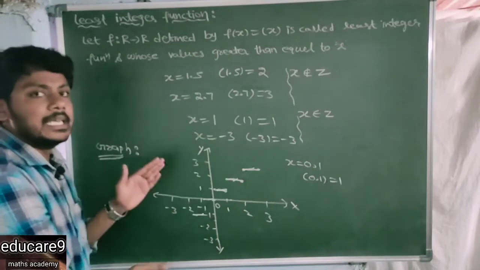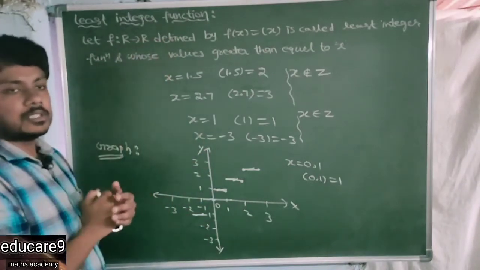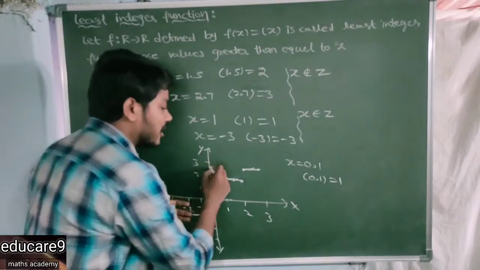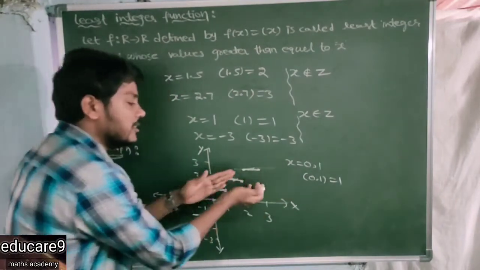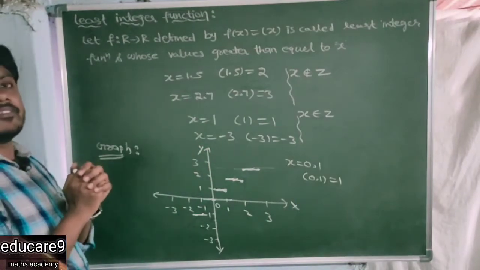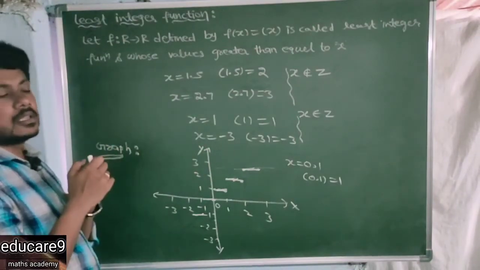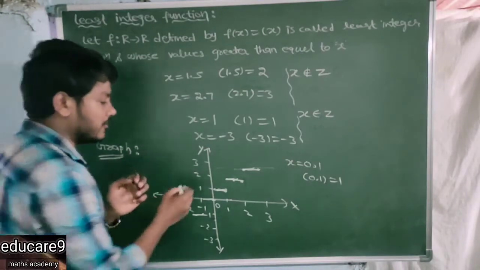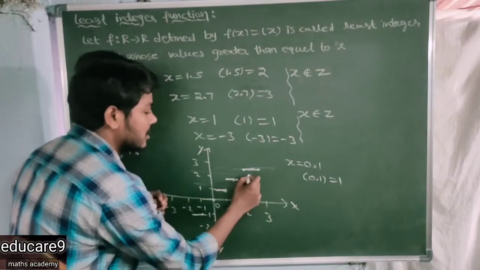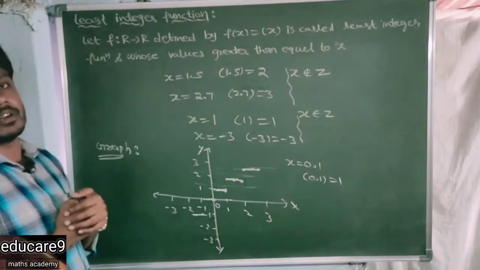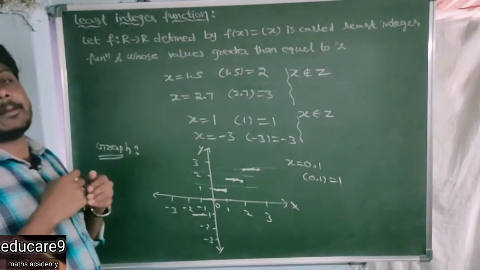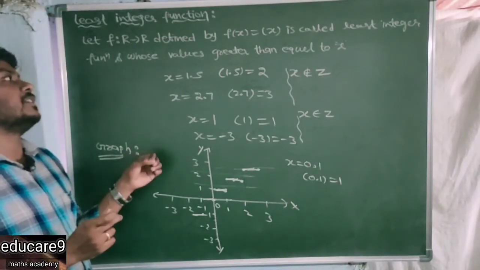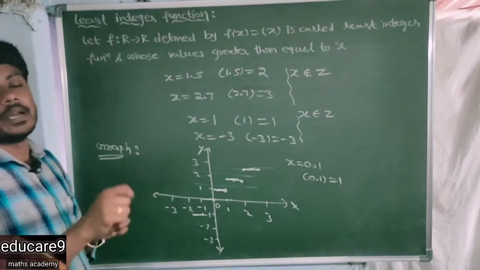But this is the least integer function. Is it one-one or not? So clearly it is not one-one, because if we draw a horizontal line, it touches the given graph at more than one point. And it is also not onto, because if we draw a horizontal line between these lines, it does not touch the given graph. So clearly it is not an onto function. So from this we can say that the least integer function is not a bijection.